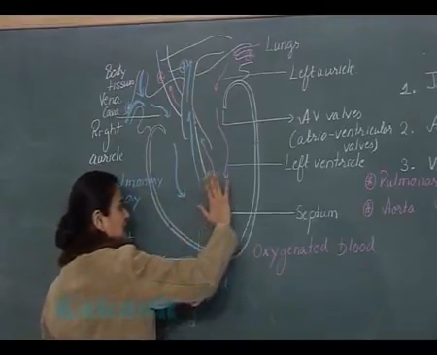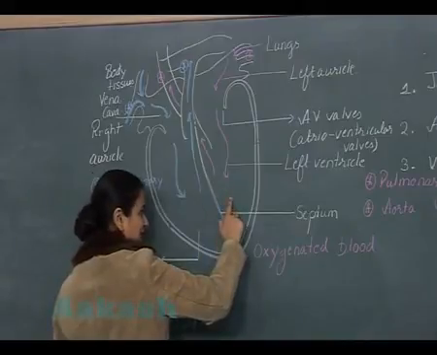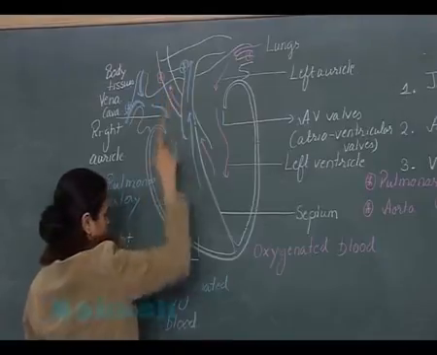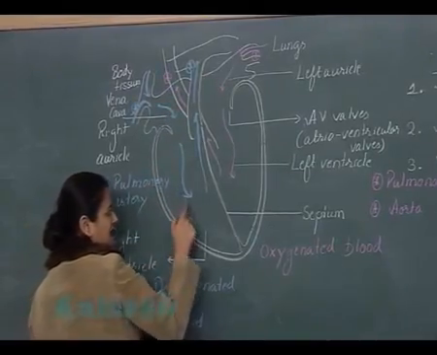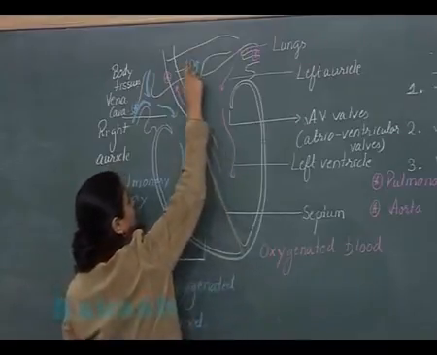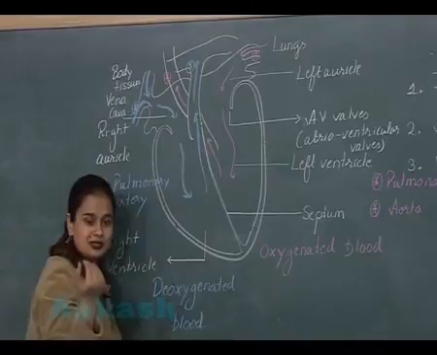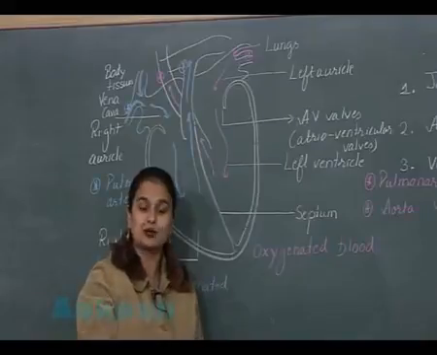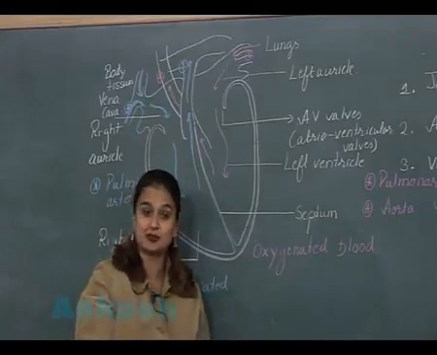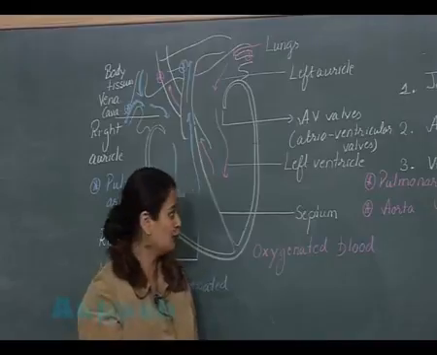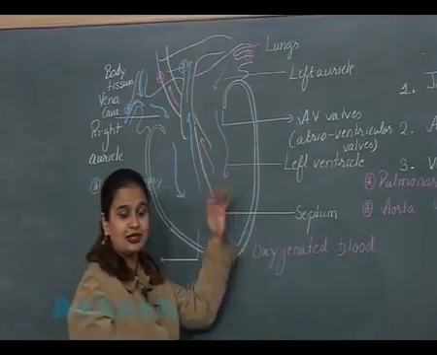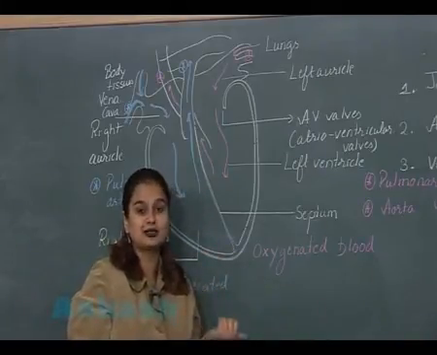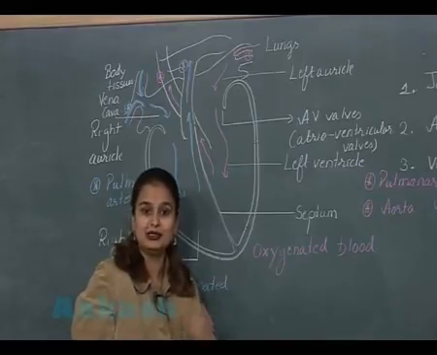Now when the ventricles are going to contract, from the left ventricle the blood is going to be transferred to the aorta. When the right ventricle is going to contract, then the blood from the right ventricle is going to be transferred to the pulmonary arteries. So during the ventricular systole contraction, what is going to happen? One, the AV valve is going to close. From the left ventricle, the blood is going to be transferred to the aorta, and from the right ventricle, the blood is going to be transferred to the pulmonary arteries.